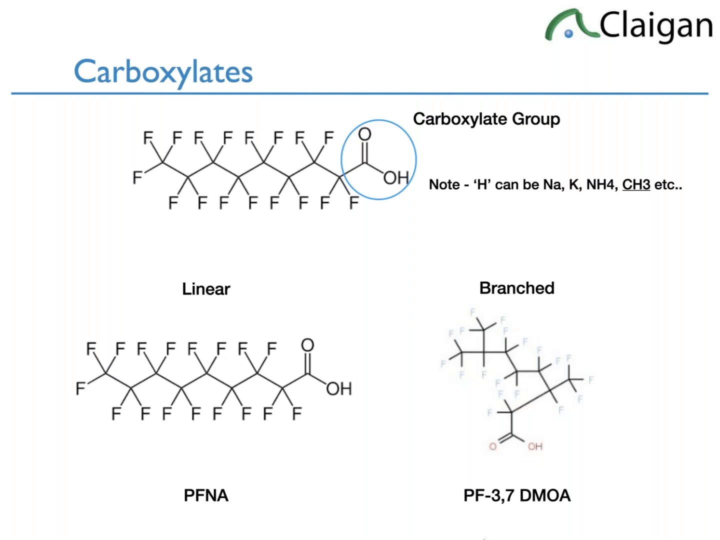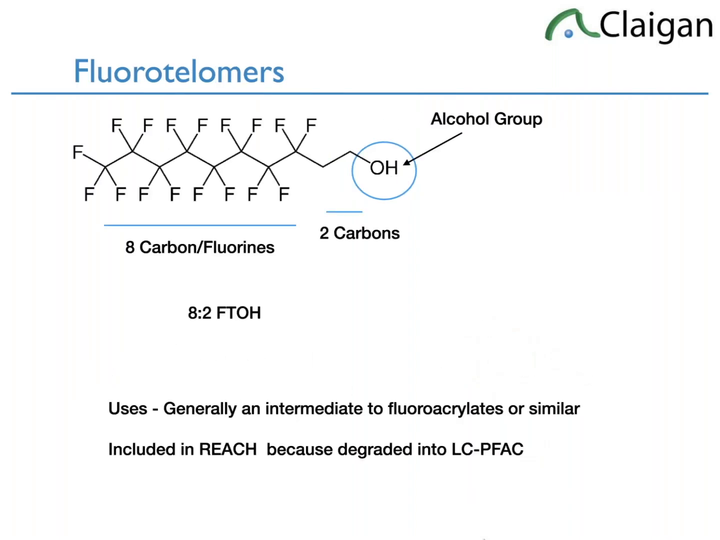It still meets all the 8 or longer carbon fluorines in a row. So the restriction includes the long chain carboxylates, 9 and longer. 8, PFOA, is already regulated elsewhere under POP. They include the branched versions too. But it also includes phototelomers, which are mostly intermediates. Their naming conventions are based on the number of carbon fluorines in a row, like 8, and then there's 2 carbon hydrogens. It's an 8,2 phototelomer alcohol, FTOH. It's generally a building block intermediate to make acrylics, fluoroacrylates.